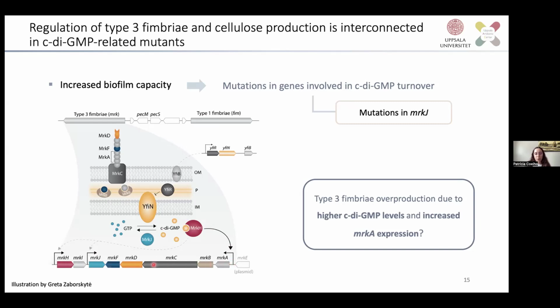You can see that this operon actually has all the building blocks necessary for the production and assembly of MRKD fimbria. So it will regulate biofilm formation by increasing the expression of type 3 fimbria, so bacteria will bind better to surfaces and form stronger biofilms.